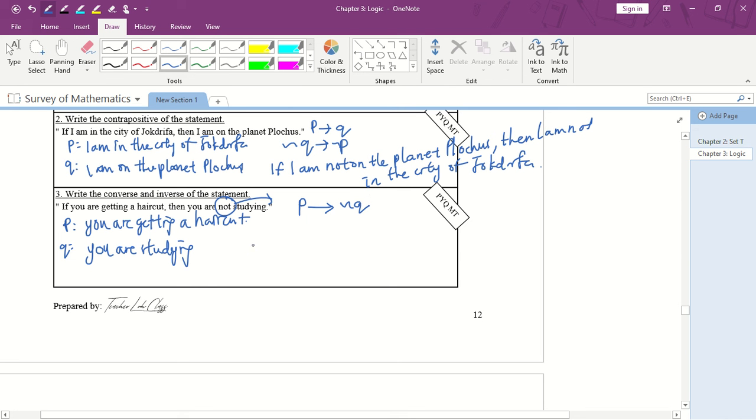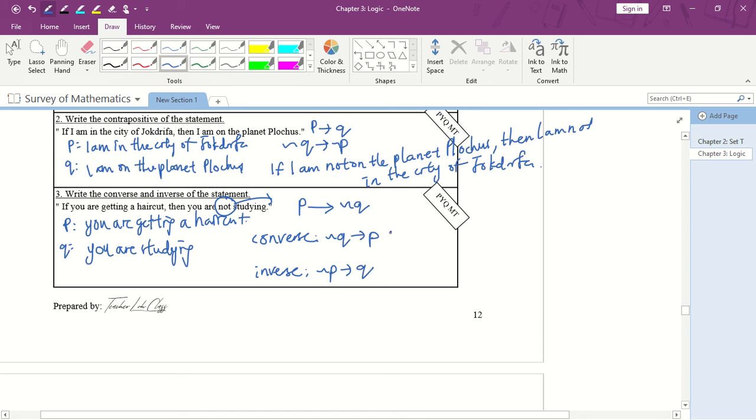And we need to figure out what our converse is and what our inverse is. Okay, converse, again, changes the position but doesn't change the sign. So it is negation Q to P. And inverse changes the sign but doesn't change the position. So it becomes negation P to Q.